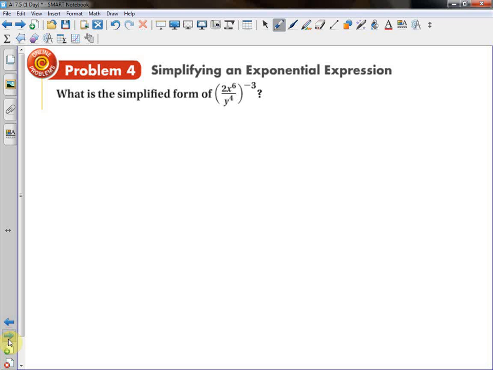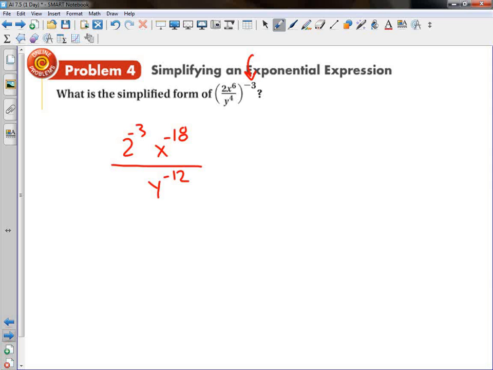And problem 4 wants us to simplify this one as well. Now, the difference here is we're raising it to a negative third power. So let's see how that changes things, okay? Again, the distributive property says that we need to put that negative 3 everywhere. So we're going to have 2 to the negative 3, x to the negative 18, right? Multiplication. And y to the negative 12.